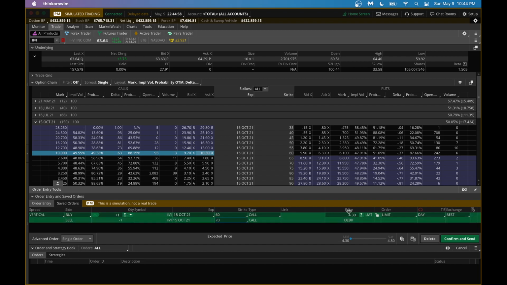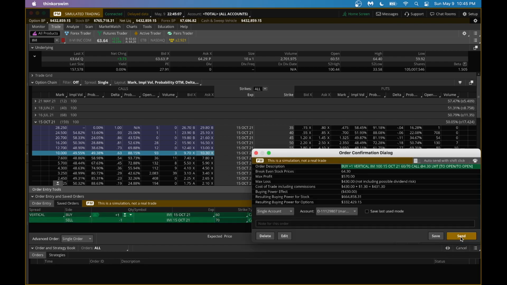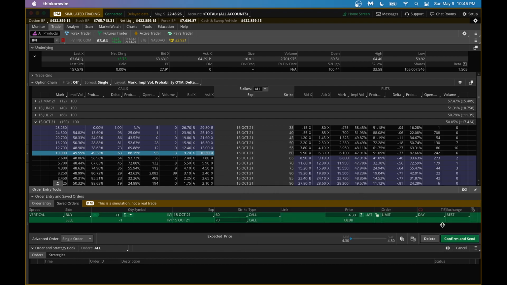So I'm paying $4.30 for a $10 wide spread. My profit potential is $5.70. I'm more than doubling my money. So I could do something like this. If the stock stays above $64.30, I will break even. I don't need to wait till expiration. I can sell my spread when I have good profit and take my profit. So that's one way to play.